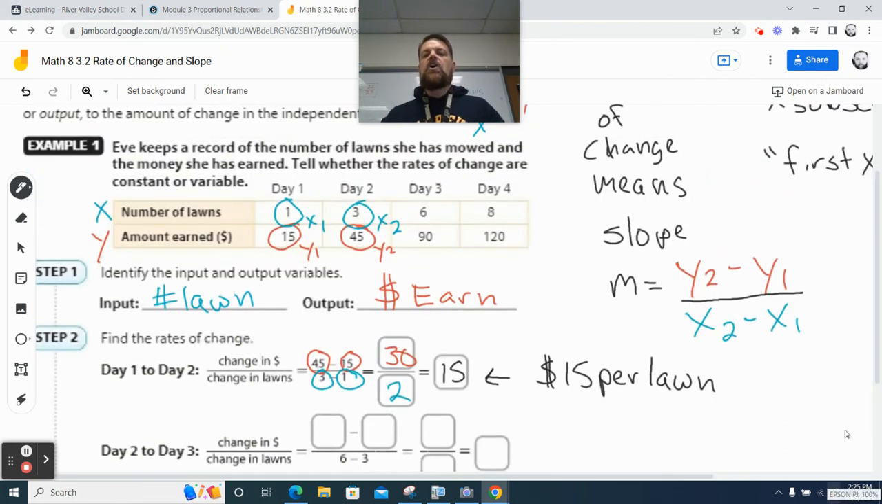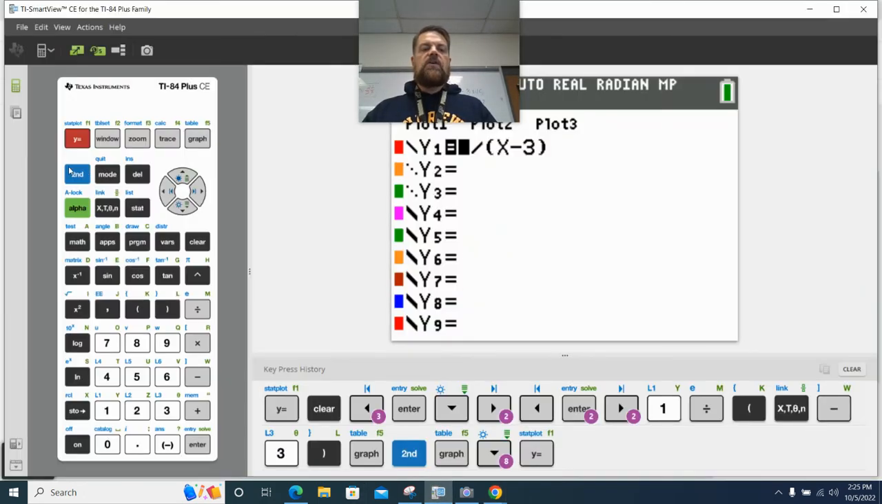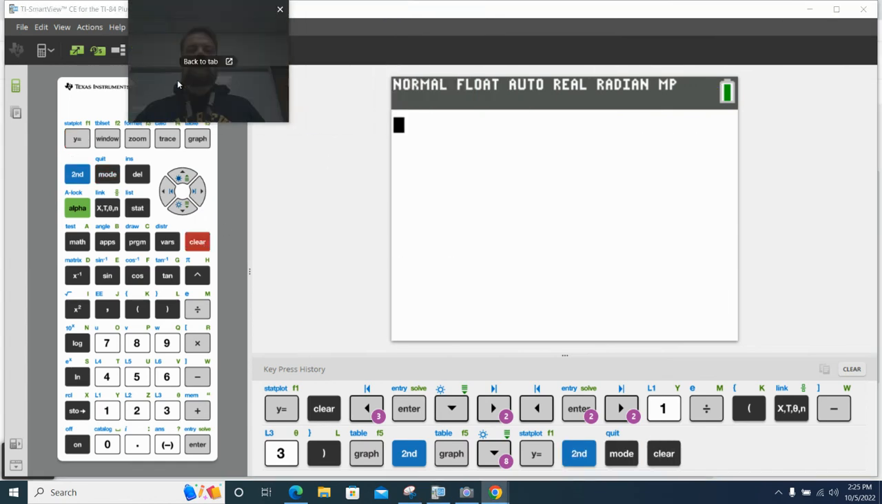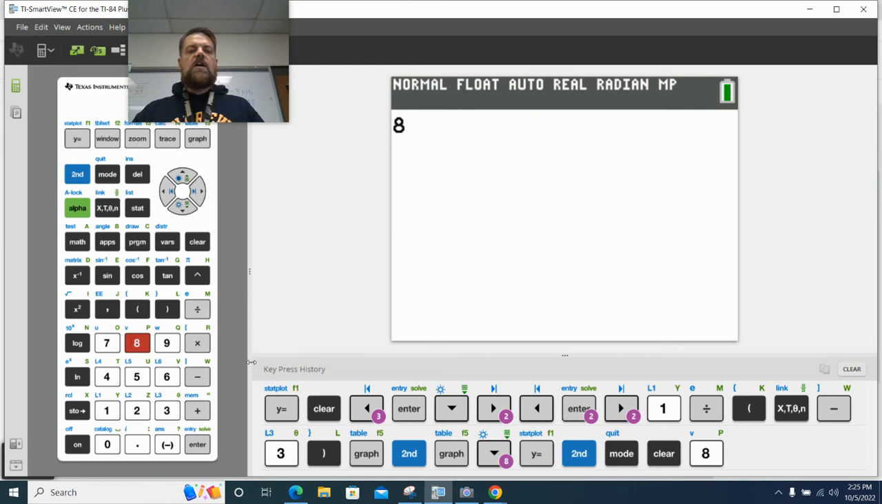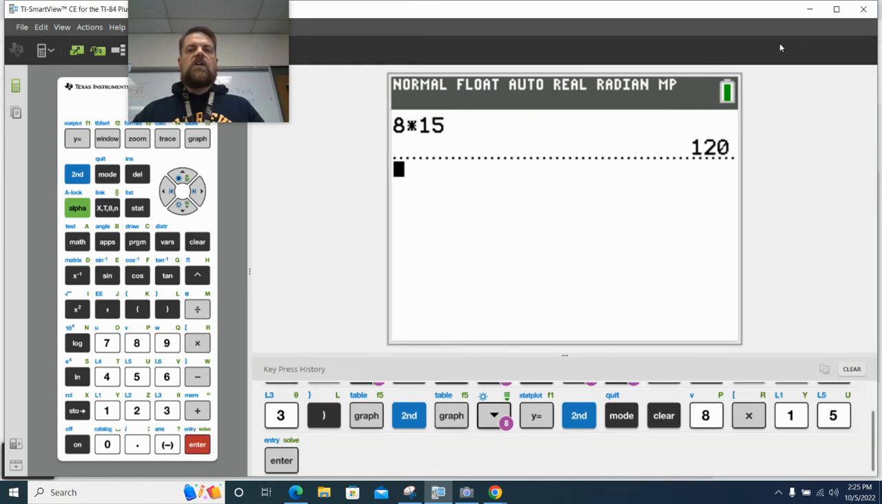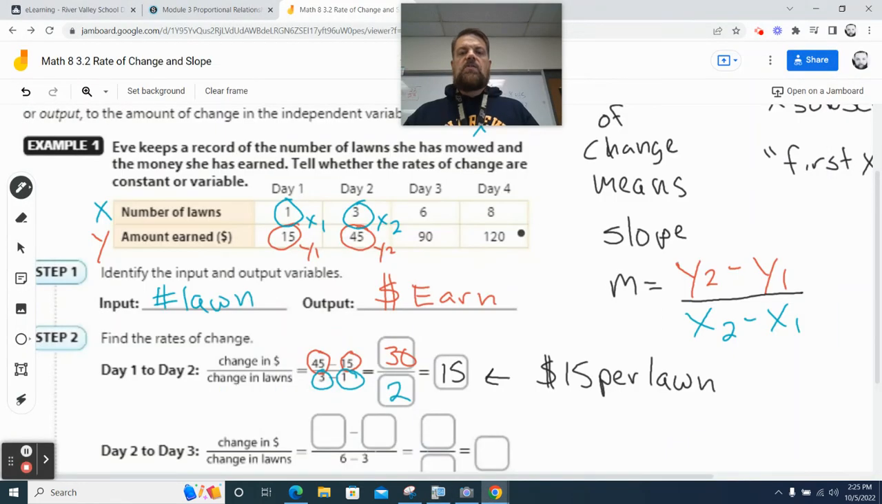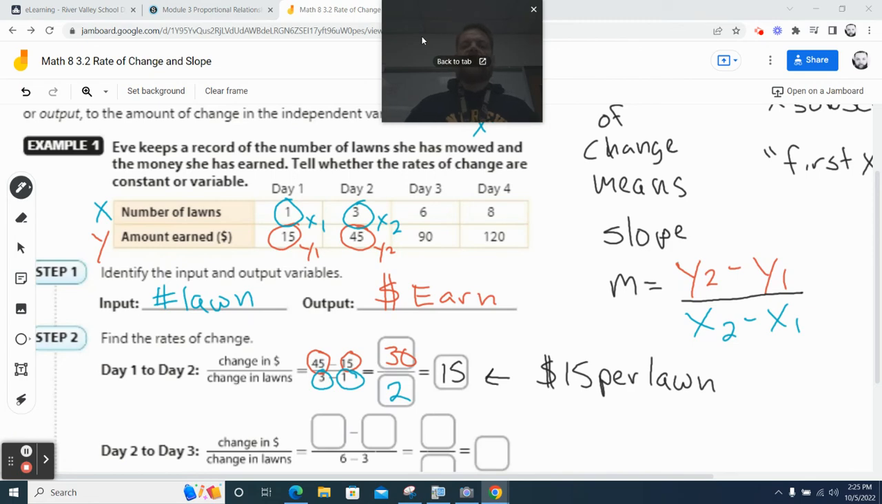If I get 8 lawns and I charge $15 per lawn, let's see what that is. You can do this on your calculators with me. If I have 8 lawns and I charge $15 each, 8 times 15 is $120. Let's see if that's what it says. Whoa, that's pretty good. Well, it's not bad for a kid with a lawnmower, right?